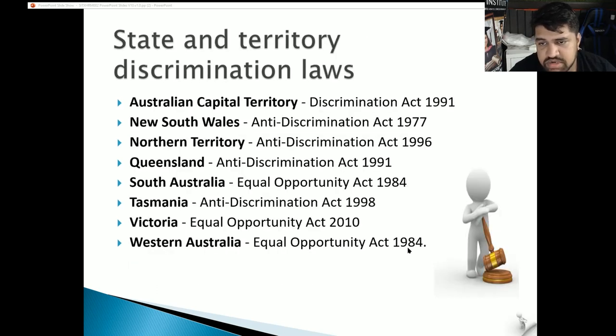State and territory discrimination laws. So we're thinking about the Discrimination Act 1991. We're thinking about, for New South Wales, the Anti-Discrimination Act 1977, and so on and so on. As we're in New South Wales, we'll be looking at the Anti-Discrimination Act 1977. But if you're in other states, the other acts also apply as well.